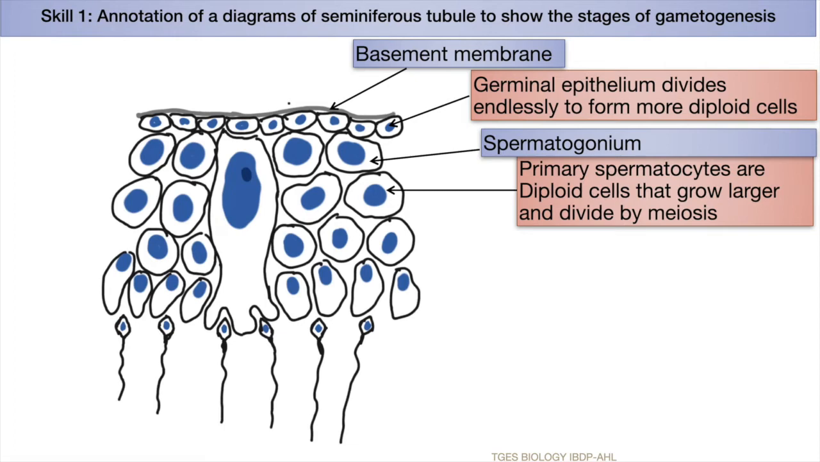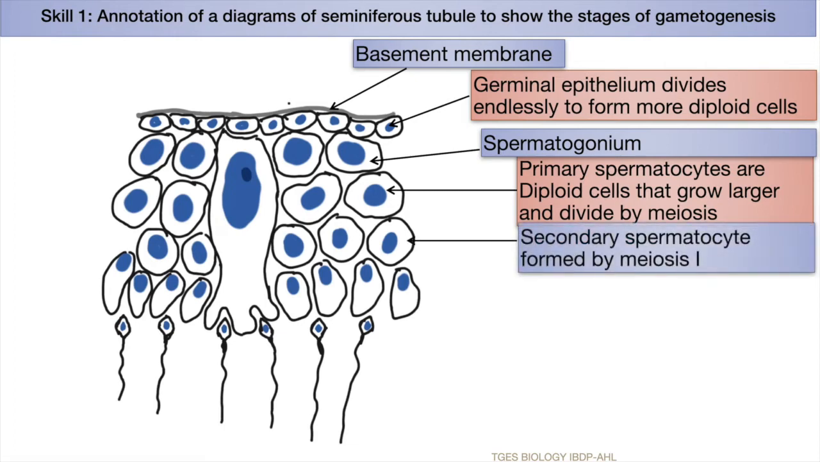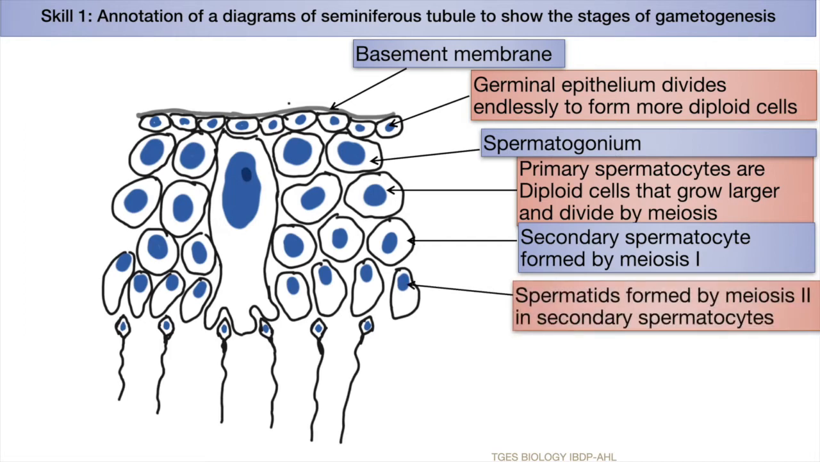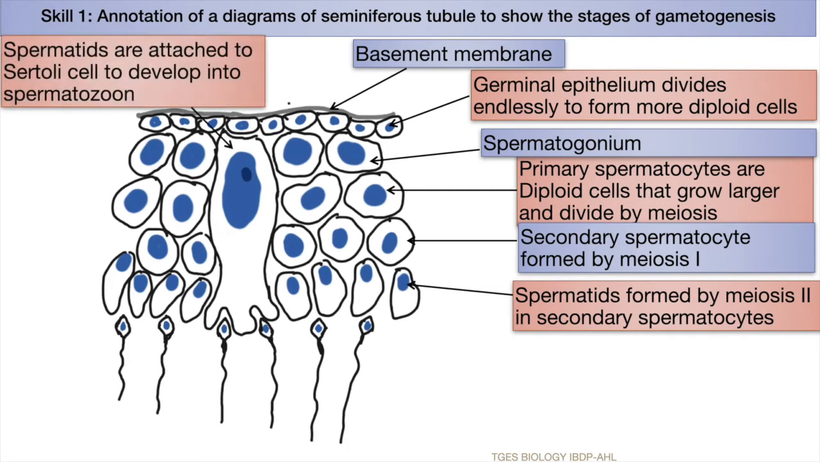They divide by meiosis 1 and produce two cells which are the secondary spermatocytes. These secondary spermatocytes further undergo meiosis 2 to give rise to four cells which are the spermatids. These spermatids are the ones which then lodge onto the Sertoli cells and develop to form the spermatozoa.